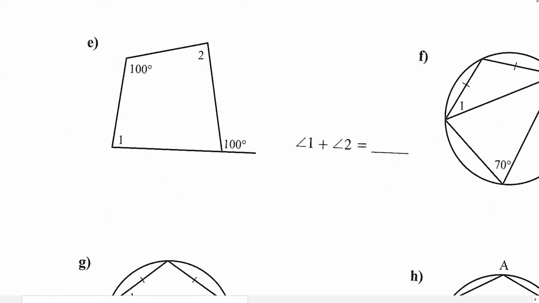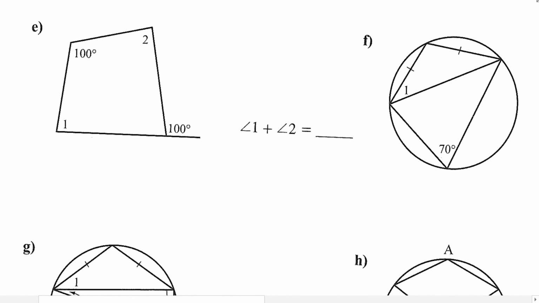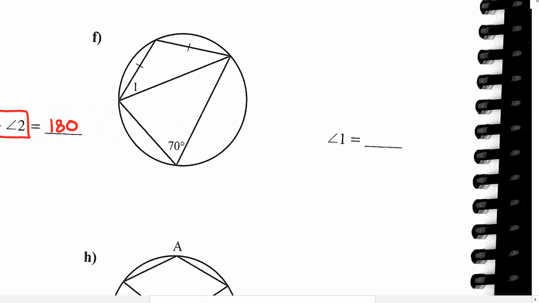Okay, let's move on. Letter E. Now for letter E, just be careful here just because the question is asking you what do angles 1 and 2 add up to. So these two angles, they just add up to 180 degrees, right? So they just add up to 180 degrees and that's it. Okay, moving on to letter F.